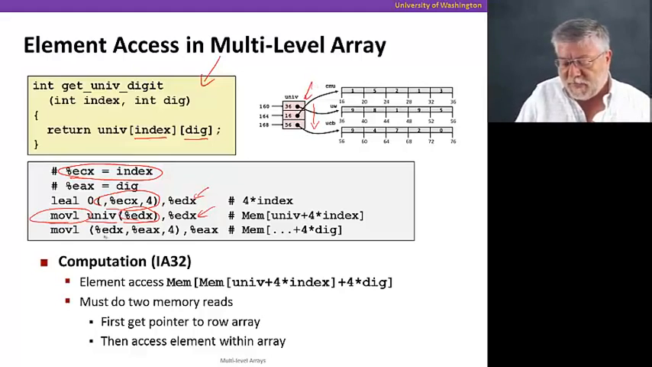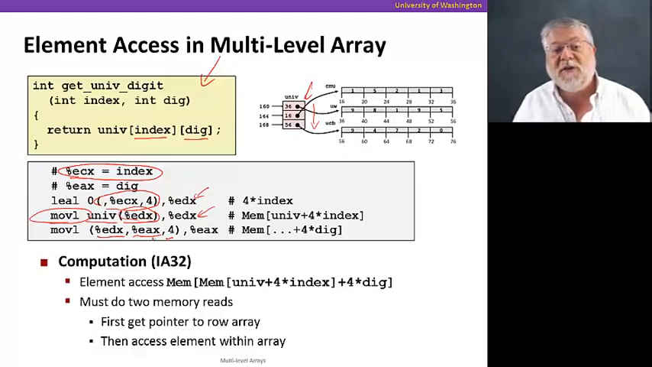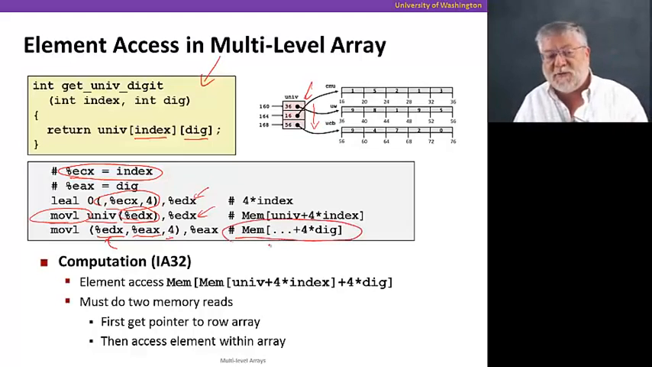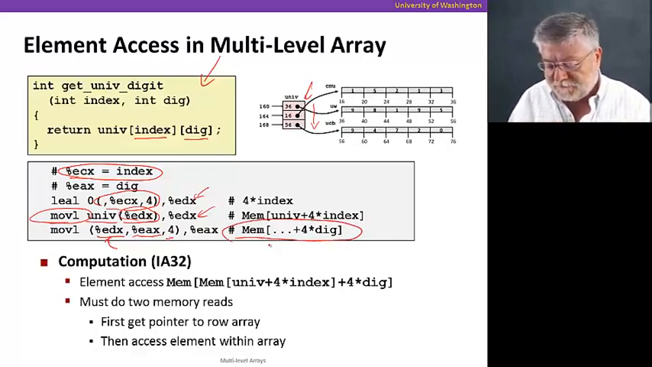Once we have the pointer, we're going to use that as an offset to 4 times the other argument to this function, the index of the digit. Okay, and the 4 there is because, of course, we're doing integers and they're 4 bytes each. So we're computing the offset in the one-dimensional array, adding that to the starting address of the one-dimensional array that we just got from the univ array. So that gives us a second memory access. We're now going to that memory location and actually reading the digit.